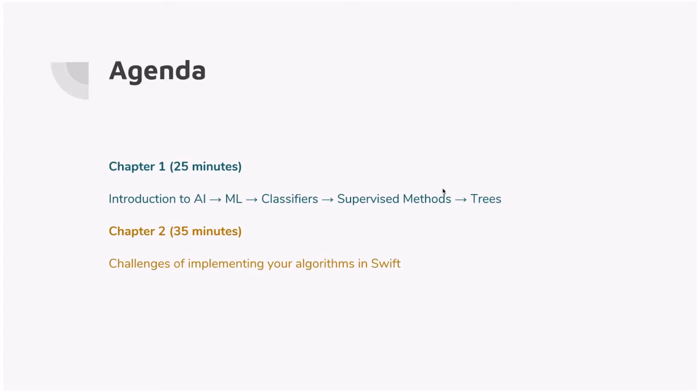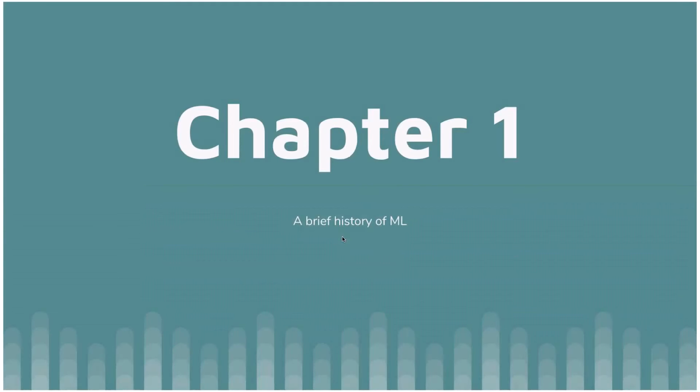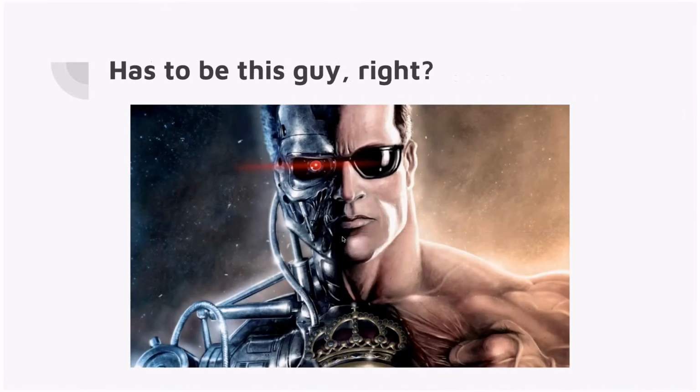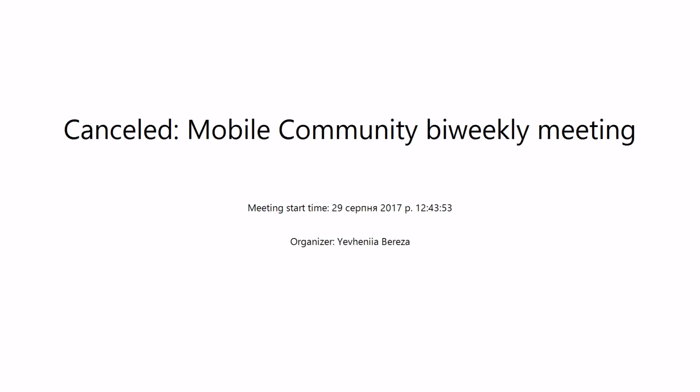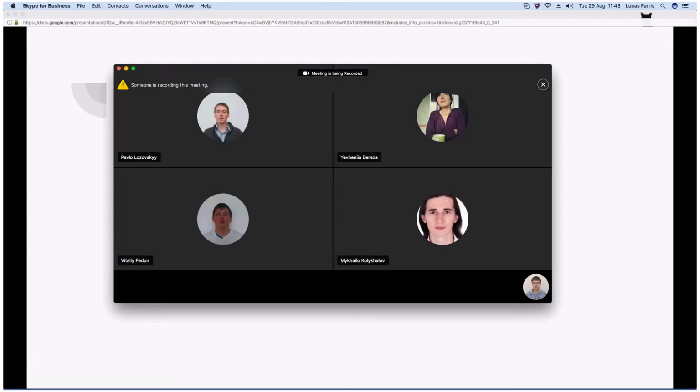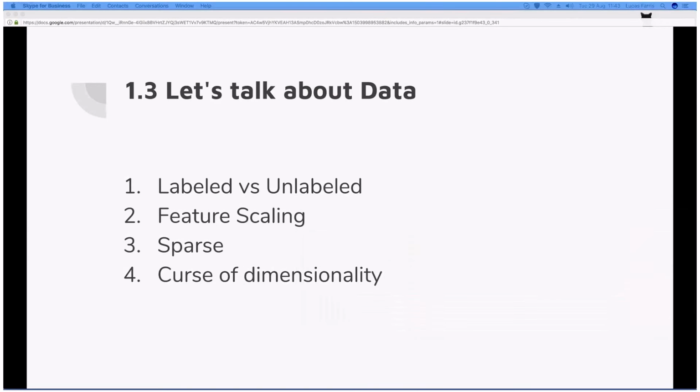As I said, we're going to talk about machine learning. Don't bother about the time, I'm going to make it faster. And then we're going to talk about Swift. So what is artificial intelligence in general? It's not this guy. How do I go full screen? Ah, doesn't matter. You can see my screen, right? You can hear me well? Okay, perfect. So let's talk about data.